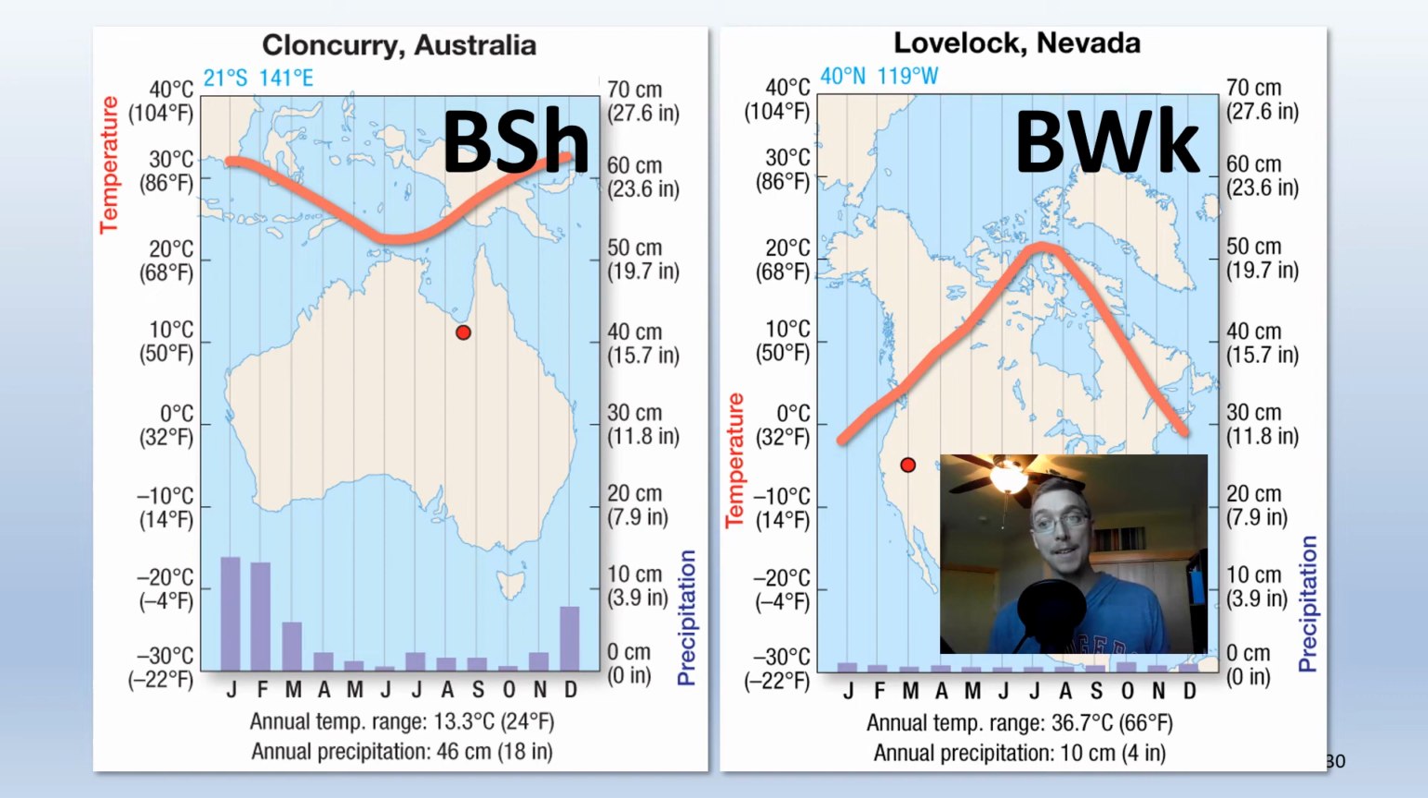Did you get a BSH climate for Cloncurry? Note the summer concentration in rain and average annual temperatures of 18 degrees Celsius or more. For Lovelock, they live in a BWK climate with an even distribution of rainfall and average annual temperatures under 18 degrees Celsius.